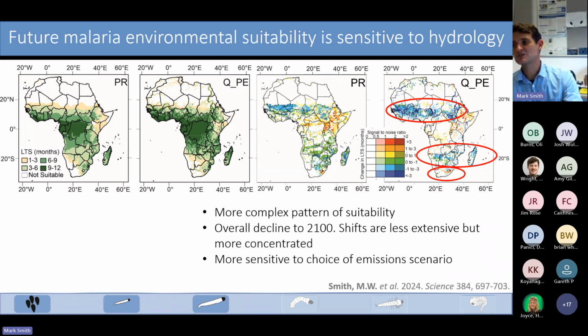We can also see another area of decreasing suitability in the south, Mozambique, Botswana, but also again, South Africa is coming up. Certainly the Orange River corridor is becoming more suitable for malaria.